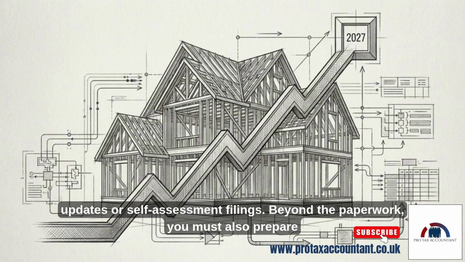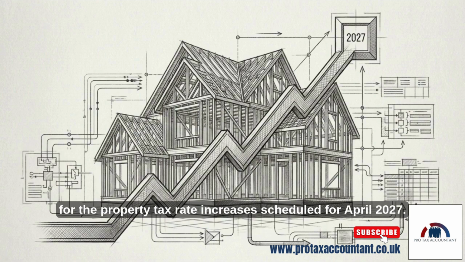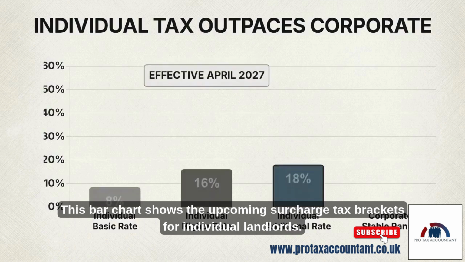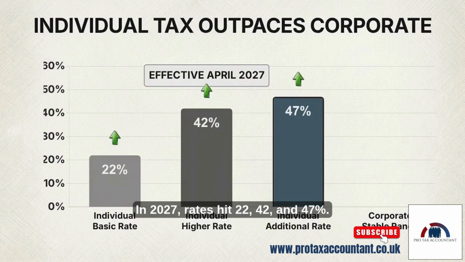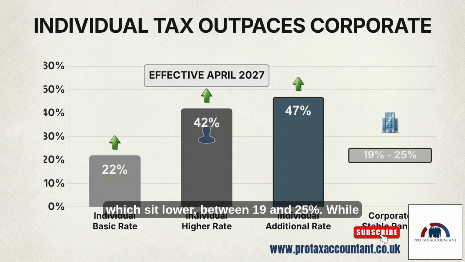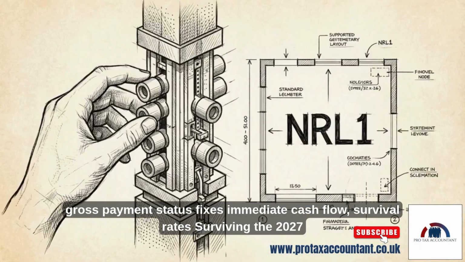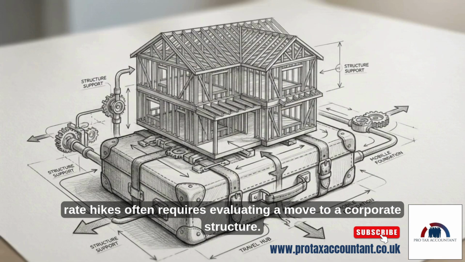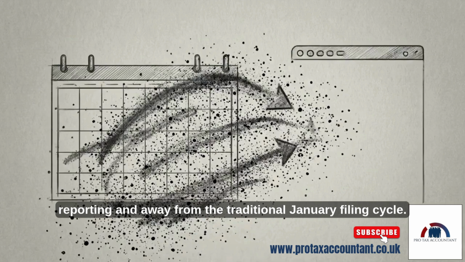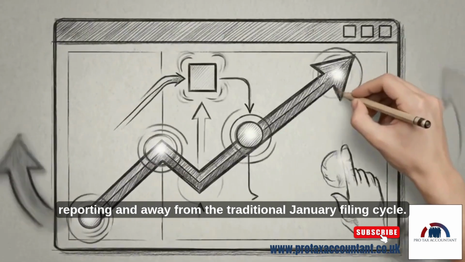Beyond the paperwork, you must also prepare for the property tax rate increases scheduled for April 2027. This bar chart shows the upcoming surcharge tax brackets for individual landlords. In 2027, rates hit 22%, 42%, and 47%. These contrast with stable corporate tax rates, which sit lower, between 19% and 25%. While gross payment status fixes immediate cash flow, surviving the 2027 rate hikes often requires evaluating a move to a corporate structure. HMRC is shifting overseas landlords toward real-time reporting and away from the traditional January filing cycle.